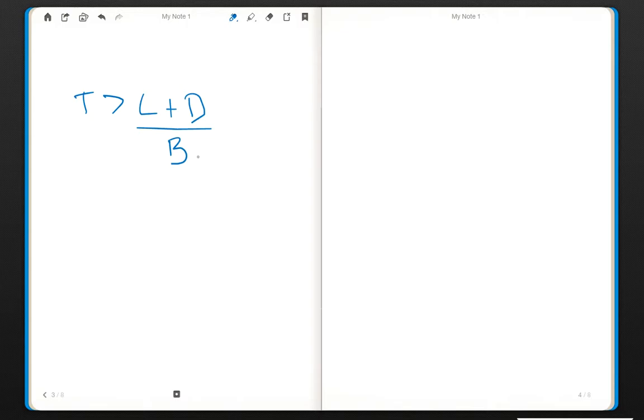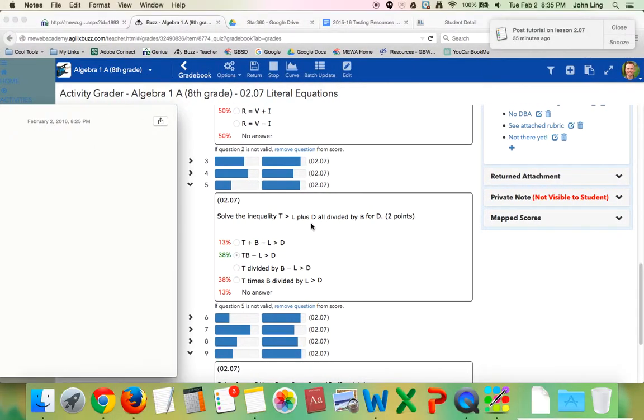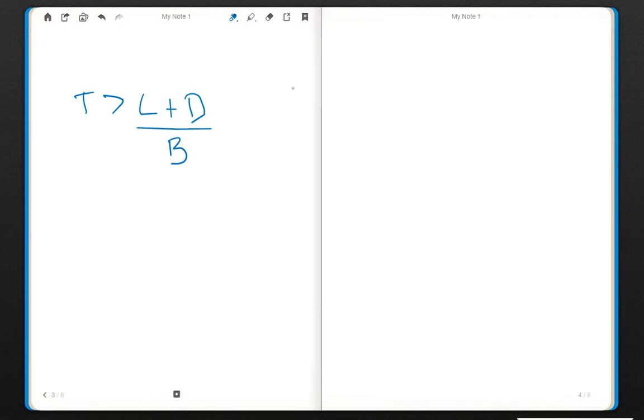All right, so I think that's our equation. T is greater than L plus D, all divided by B, and we're solving for D, okay? So I'm just going to write this here. I'll write it on this side so it's not in the way. Solve for D. All right, so D is right here on the top.